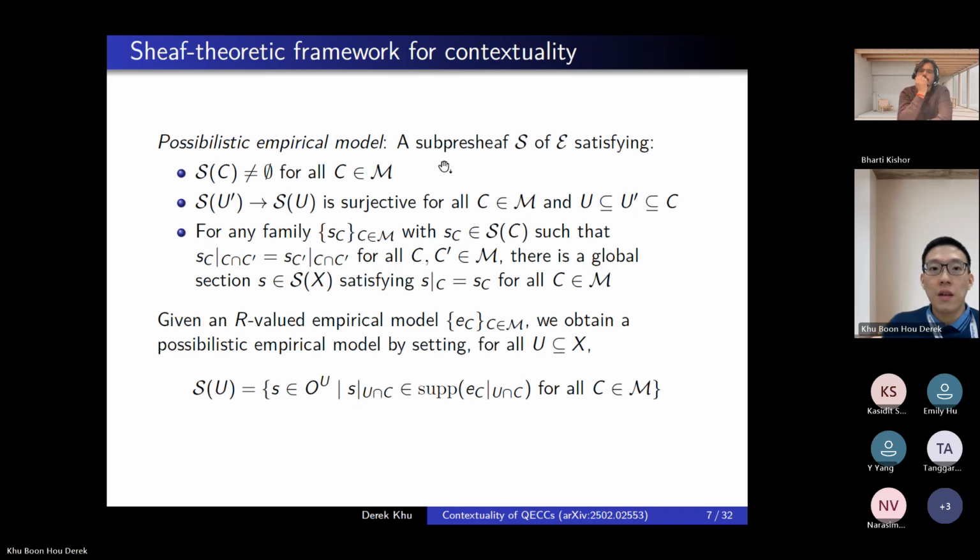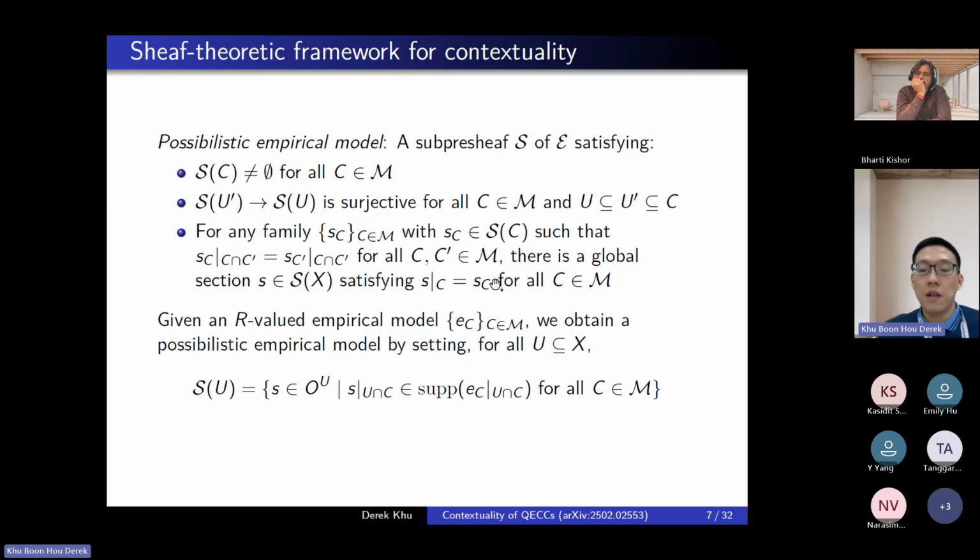And it just has to satisfy all of these conditions. So basically for every context, you must have at least one possible measurement outcome, and then it has to restrict well. So there's kind of like a no signaling condition. And the last one just tells you that if you could consistently assign an outcome to every context that agrees on the overlap, then you get a consistent outcome.